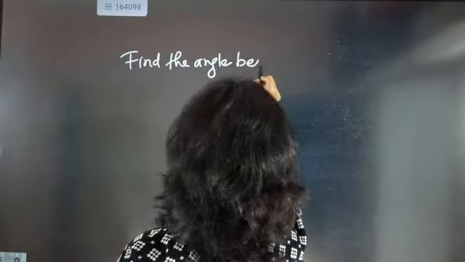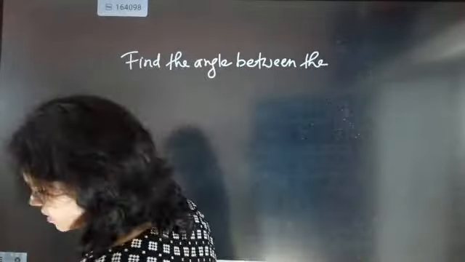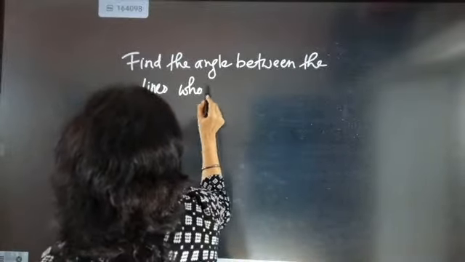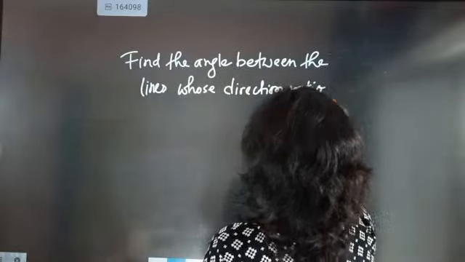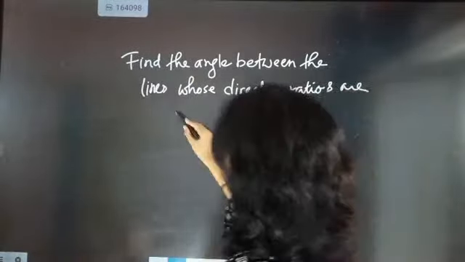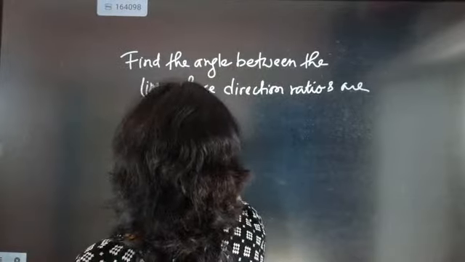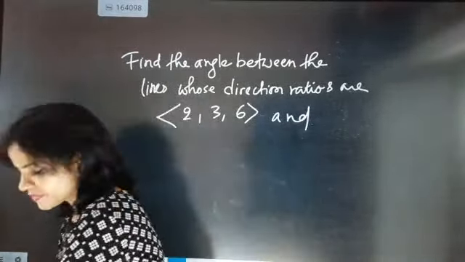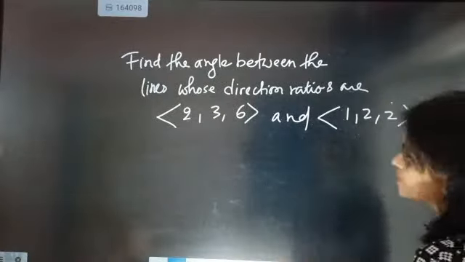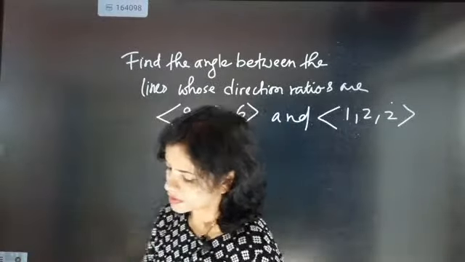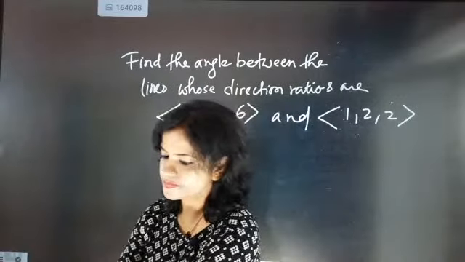Question is, write the question. Now find the angle between the lines whose direction ratios are 2, 3, 6 and 1, 2, 2. Tick. Very good. Go for it.